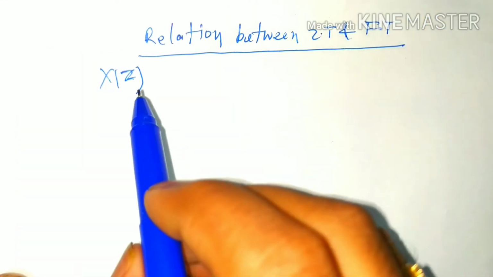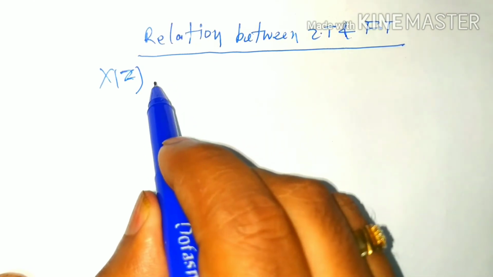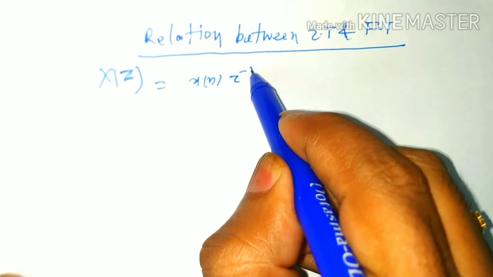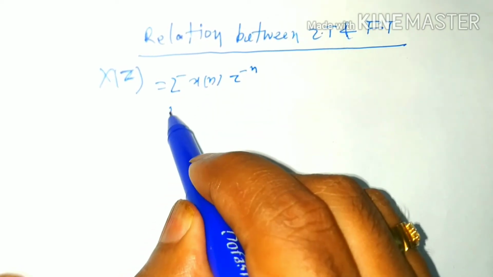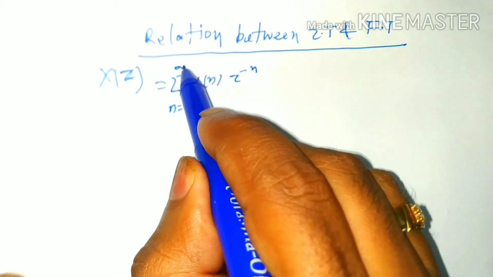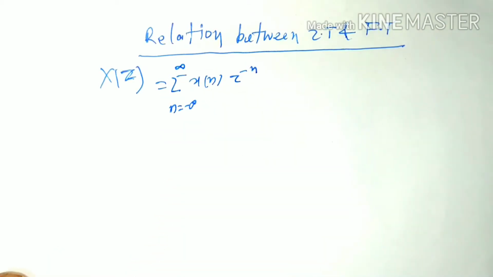We know that the definition of Z transform is x[n] z to the power minus n, and the limit of n is from minus infinity to infinity. This is the definition of Z transform.